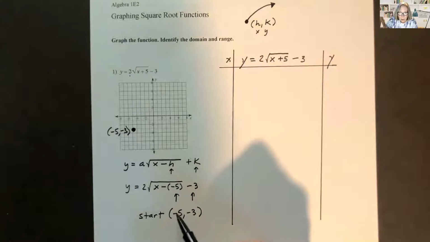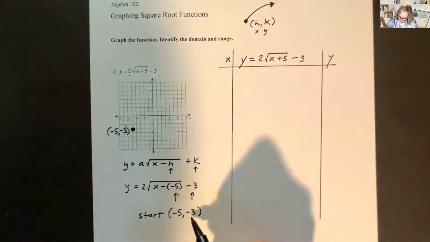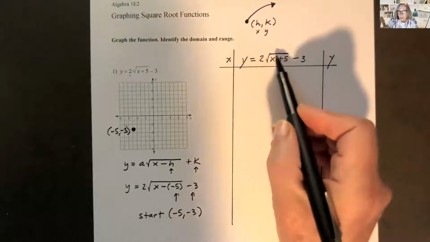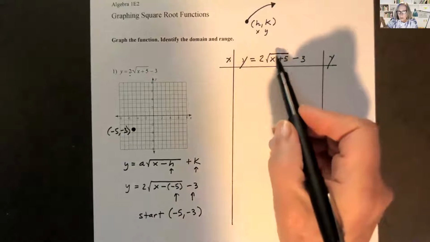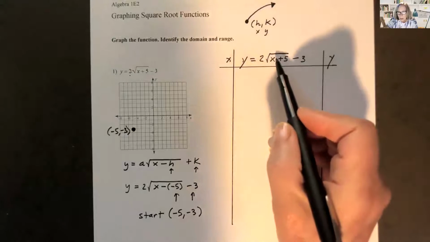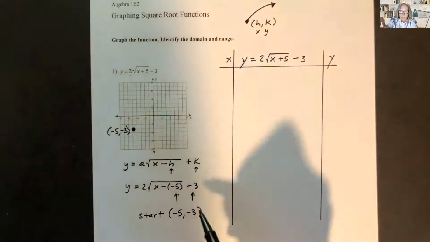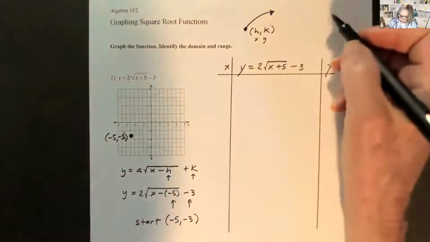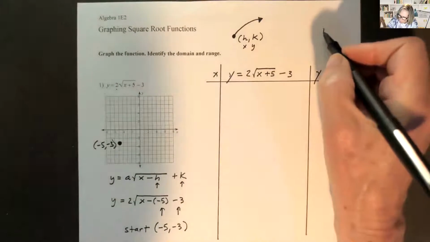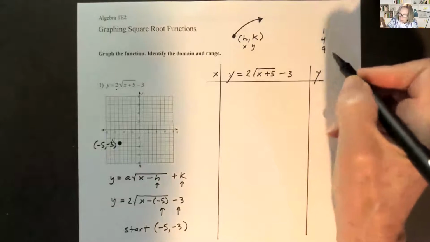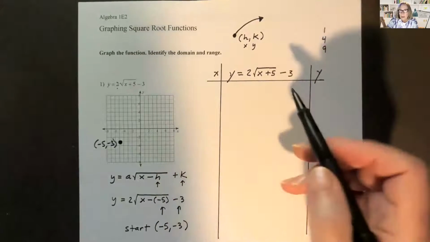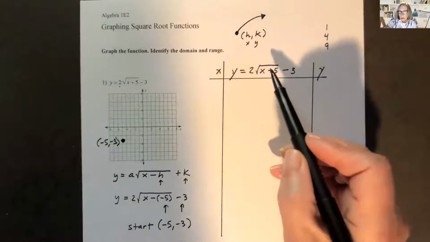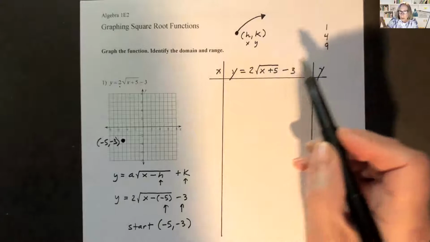If you take a look at just the initial starting point of -5, -3, notice that when X is -5, this is -5 plus 5 or 0. The square root of 0 is 0. 2 times 0 is 0. And the Y value is just the -3. So now I'm going to choose a number. I want to make this a perfect square, something that has a perfect square root, such as a 1 or a 4 or a 9, 16, 25. So I'm going to pick a value that makes this let's just say maybe equal to 4.